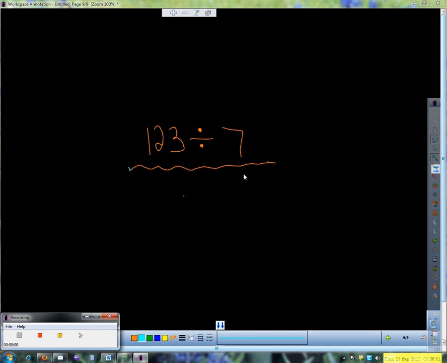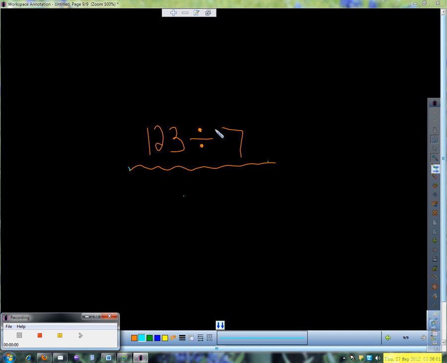I'm going to solve a division problem using the clusters method. When we look at a division problem laid out like this, 123 divided by 7, what it's really asking is 7 times what gives us 123.